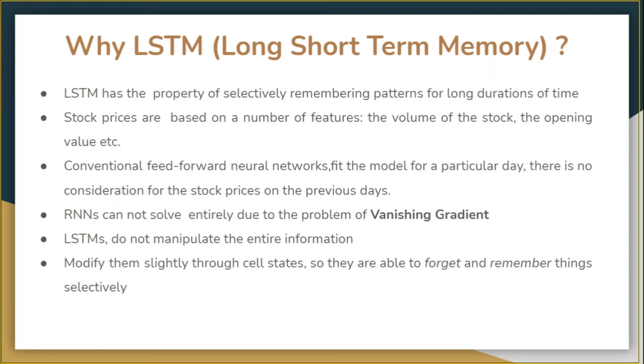LSTMs, on the other hand, make small modifications to the information by multiplications and additions. A typical LSTM network is comprised of different memory blocks called cells. With LSTMs, the information flows through a mechanism known as cell states.